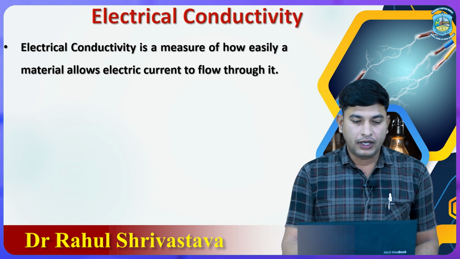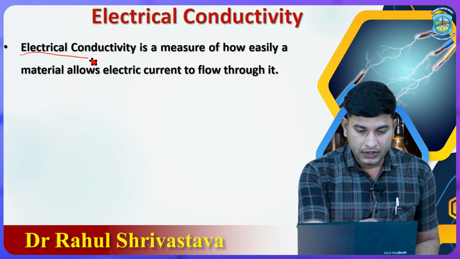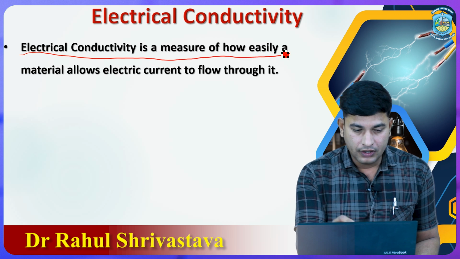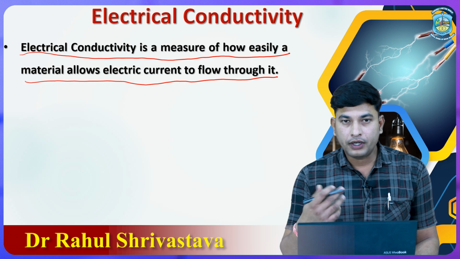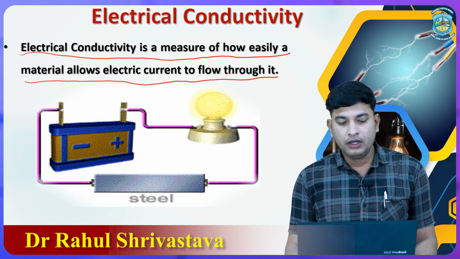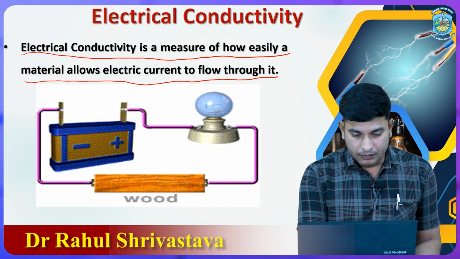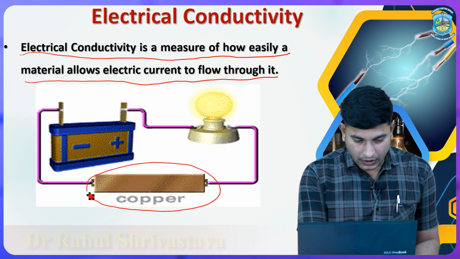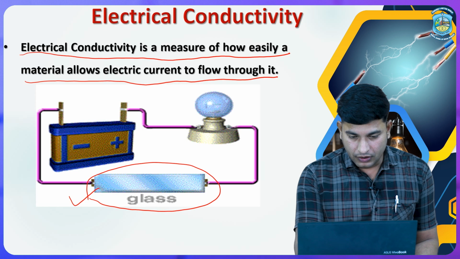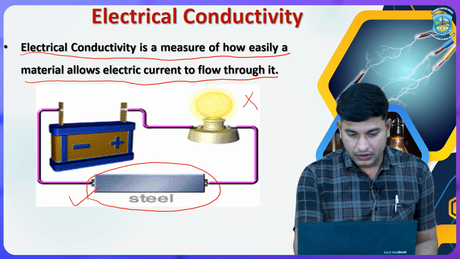As we all know, electrical conductivity is a measure of how easily a material allows electric current to flow through it. For example, in this image, this is the copper material, current is flowing, that's why this LED is glowing. In the case of glass, the LED is not glowing. In the case of steel, it is glowing.